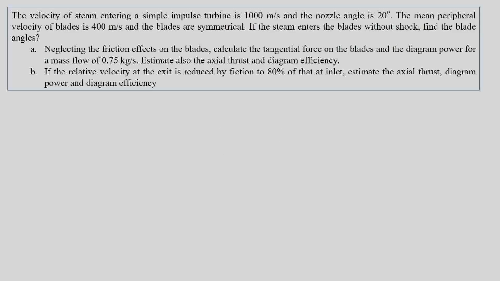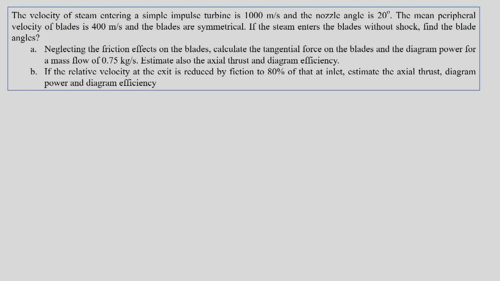Welcome to the class. Today we are going to see the examples on steam turbines. One example reads that the velocity of steam entering a simple impulse steam turbine is 1000 meter per second and nozzle angle is 20 degree. The mean peripheral velocity of the blades is 400 meter per second and the blades are symmetrical. If the steam enters blades without shock, find the blade angles.